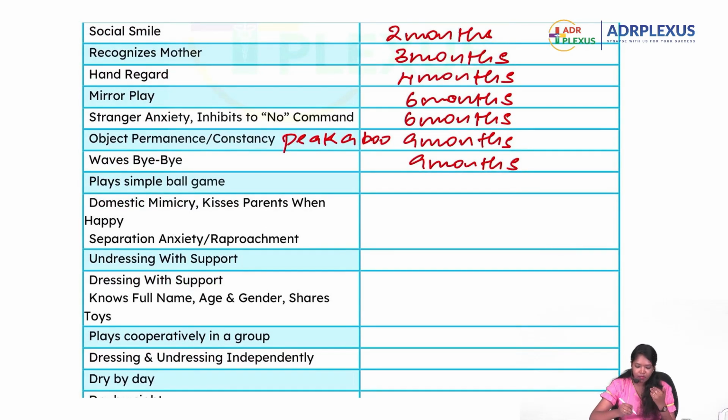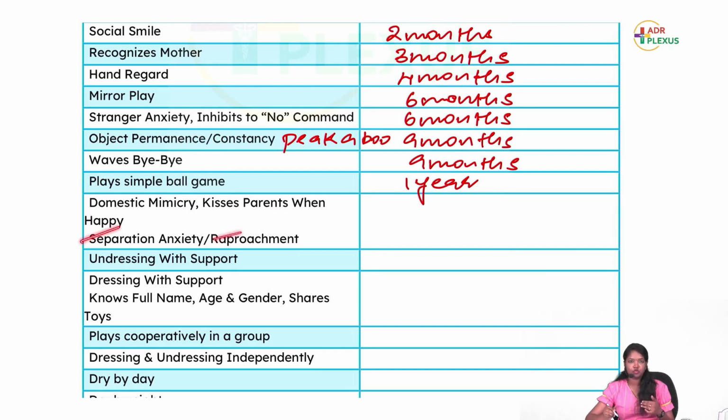Play simple ball game by 1 year. Okay. Next. Domestic mimicry, kisses when parents are happy, rapprochement, separation anxiety. Separation anxiety means the baby knows mother is going for work, mother is going to leave me and go. The baby sees the mother as an extended person before that. After that, the baby sees the mother as a separate person. That is separation anxiety, rapprochement and all.